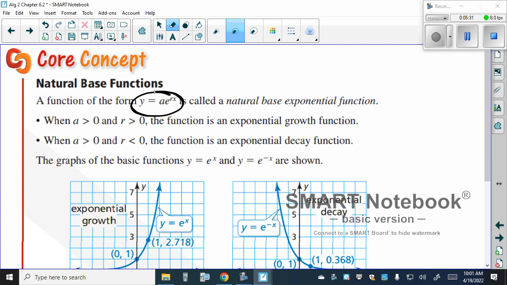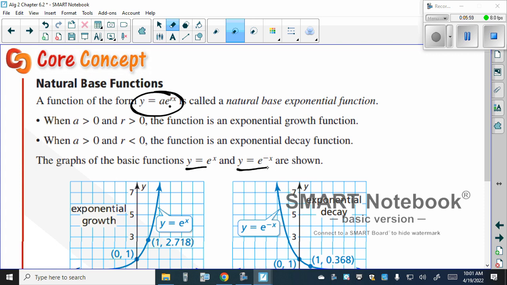But here in both cases, our value of b is e. We already know e is 2 point something, so it is greater than 1. So how can we distinguish between the two? Well, the main way we distinguish is the exponent. If the exponent is positive, it's going to be exponential growth. And if the exponent is negative, it's going to be exponential decay.